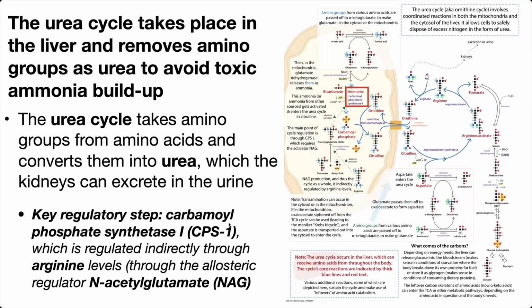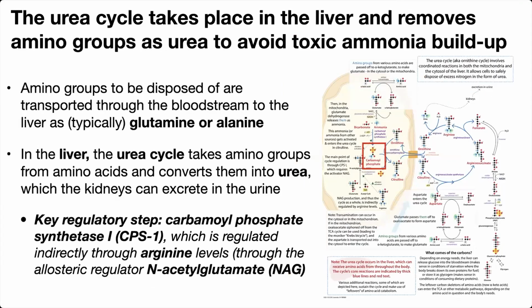CPS1 is the regulatory point of the cycle. So the cycle is mostly regulated just based on quantities of the various components. So we've got our thermodynamic regulation. But carbamoyl phosphate synthetase 1, where you're capturing that ammonia, is going to be the key regulatory step. It's regulated indirectly through arginine levels through an allosteric regulator called N-acetylglutamate, or NAG. So this is the regulatory step of the urea cycle. And the purpose of the urea cycle is to remove those amino groups as urea rather than as ammonia, because we don't want Windex veins.